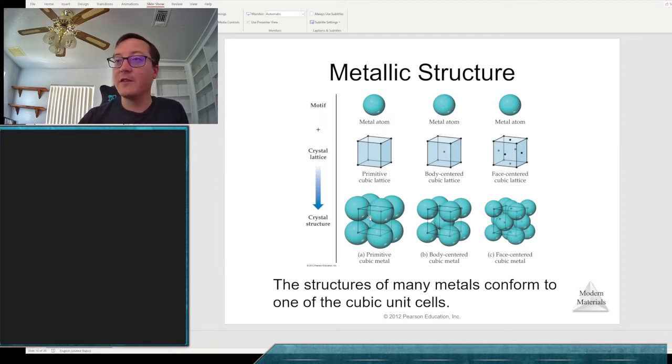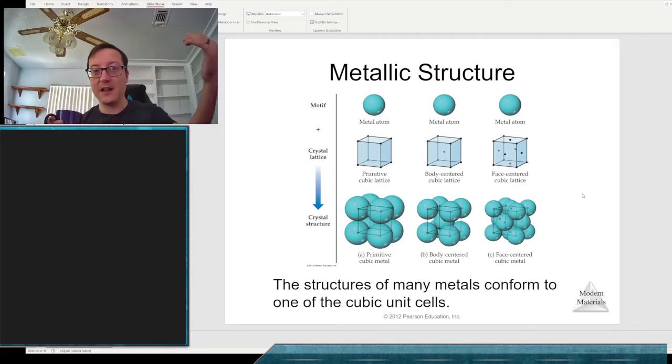So we again have the one where we just have it at the corners. We have the one with the corners and the middle, that's body centered. And then we have the one at the corners and all of them in the faces as well. And again, this is the most common one. And as we repeat these over and over, we get the entire crystal structure. So we kind of have layers here. We have single atoms, we've got unit cells, and then we have the entire crystal structure.